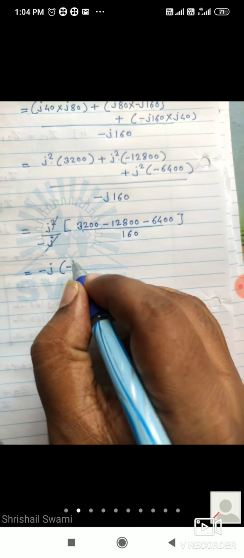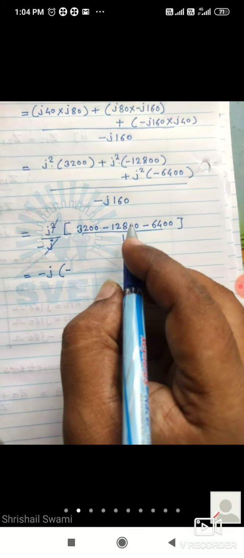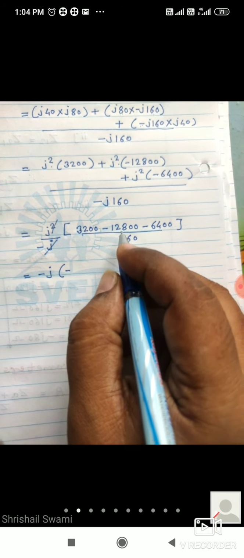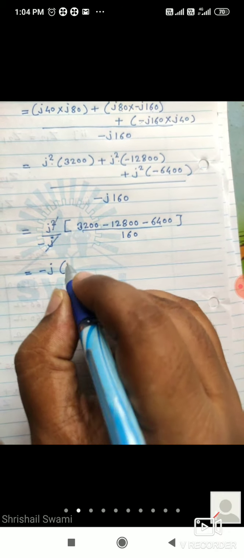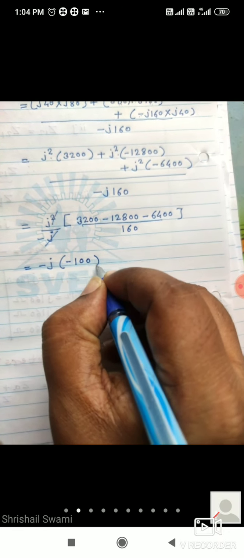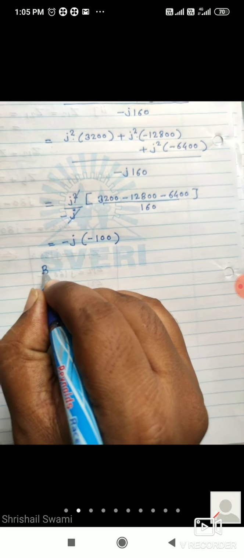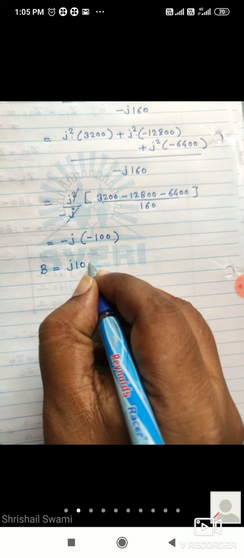Okay, it is minus म्हणजे 16,000 येणार का? 16,000, sorry, 1600 divided by 160, that is minus 100. So minus and this minus will get cancelled, becomes positive. So the answer of B will be J100. So what is the unit of B? That is the ohm.